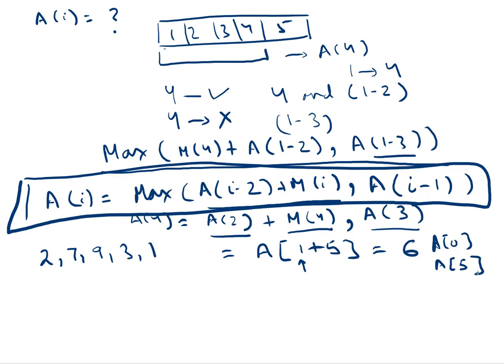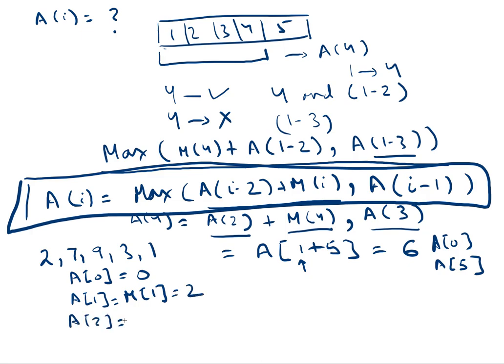Yeah, so now let's look at the value for A0. A0 means you are stealing nothing, so the value of A0 will be 0. Now A1 is that you are just stealing the first house, so that is the only option which you have. It will be equal to M1, which is equal to money kept at house number 1, which is 2.